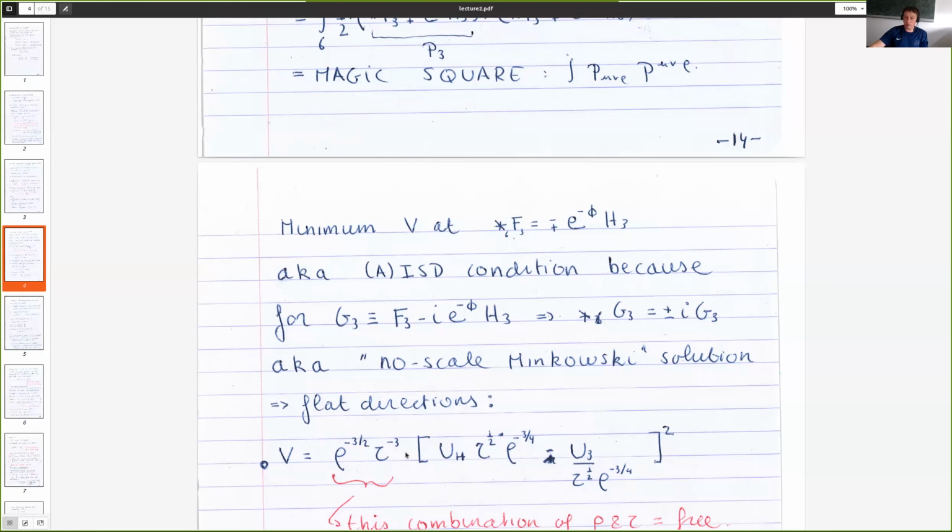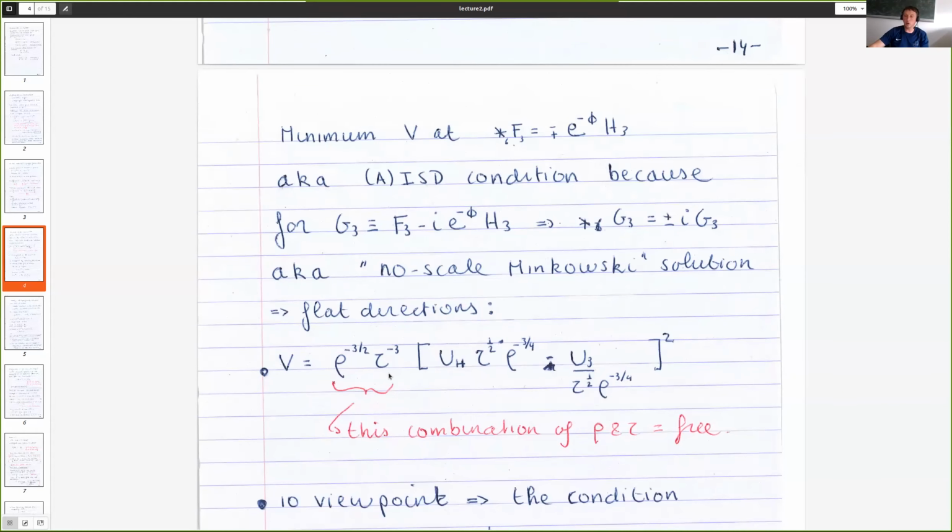So you see that in the minimum, this thing vanishes, right? So that means that this scalar field, these combined scalar field directions, have to take a particular value. Otherwise, you cannot make this square vanish. But it also means that this other thing can take any value in the minimum. You see, that means that it's a flat direction. So that combination of rho and tau is a free field.